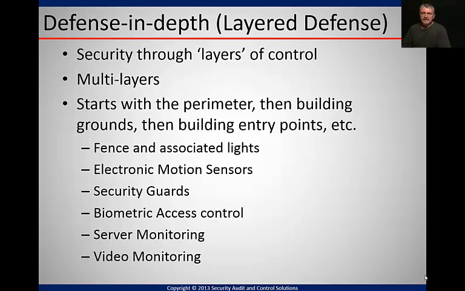Now, part of defense in depth, the layered defense, is security through layers of controls. There are definitely multiple layers which a trespasser has to pass through. It starts with the perimeter, then the grounds, the building, and the building entry points, etc. Here we're starting from the outside to the inside. We have a fence and associated lights. We have electronic motion sensors inside the fence. We have security guards on the perimeter. We have biometric access control, server monitoring, and then finally video monitoring of the whole environment.